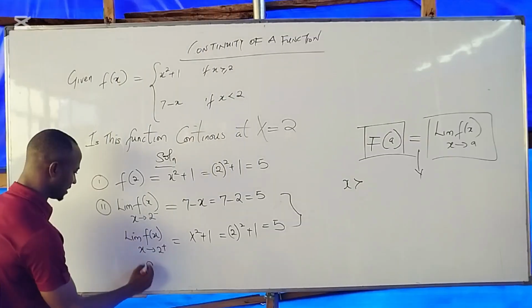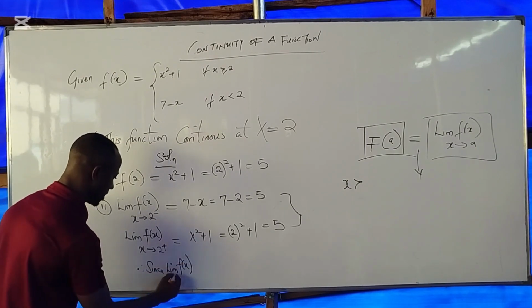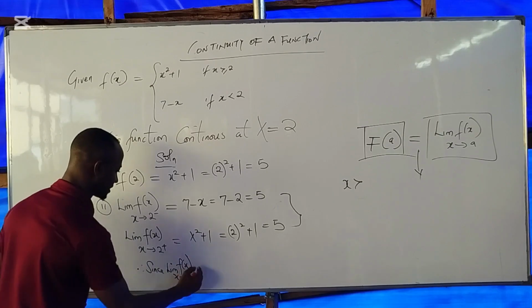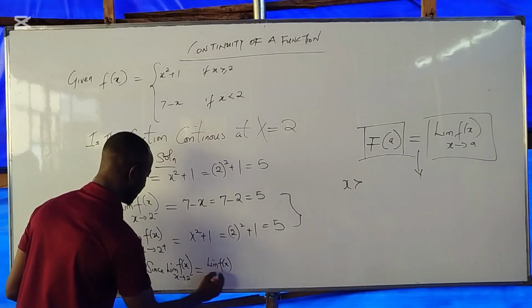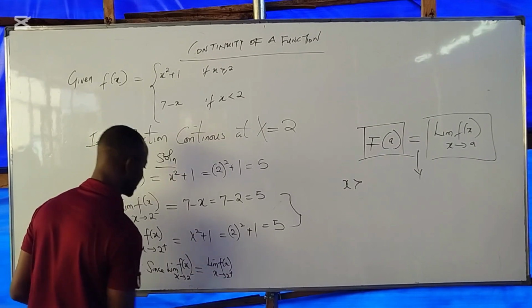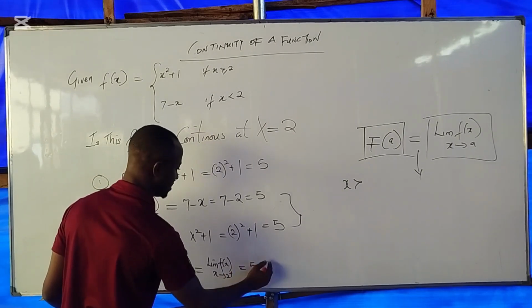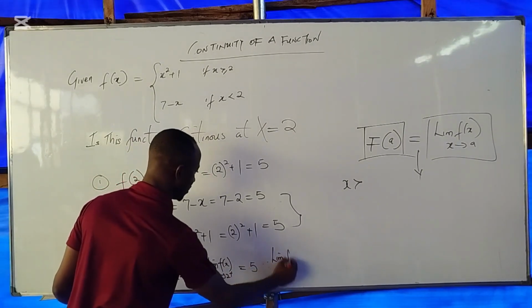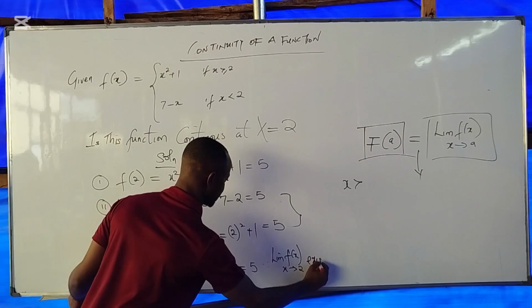So we'll say since the limit of f of x as x approaches 2 on the left hand side equals the limit of f of x as x approaches 2 on the right hand side, okay, is equal to what? 5. Therefore, the limit of f of x as x approaches 2 exists.